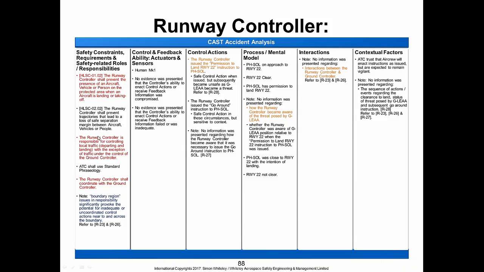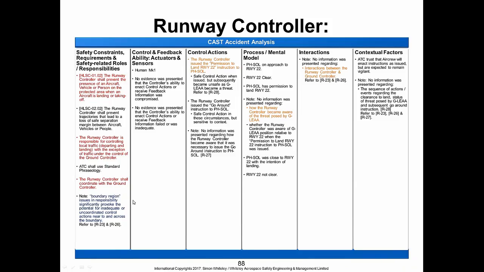Now this highlights issues with responsibilities and coordination. So you'll recall when I was talking about the jigsaw piece, you have a controller in charge of the process and then a second controller in charge of the same process. That miscoordination often leads to safety issues. And the runway controller shall coordinate with the ground controller. So we've established that there must have been something not right there.